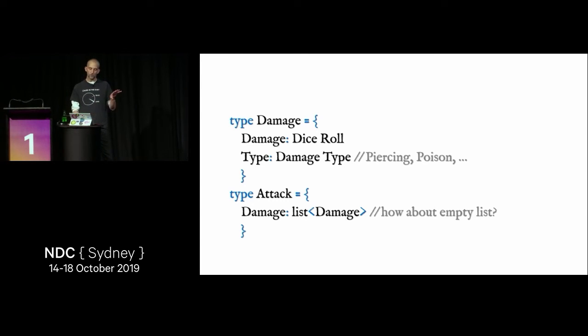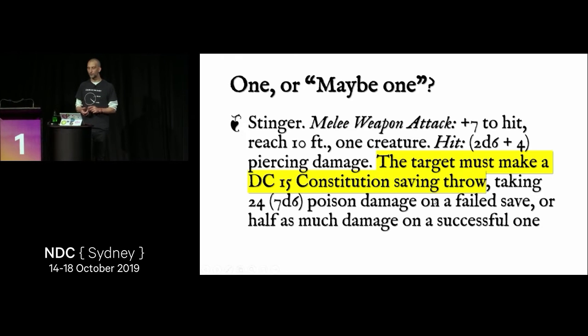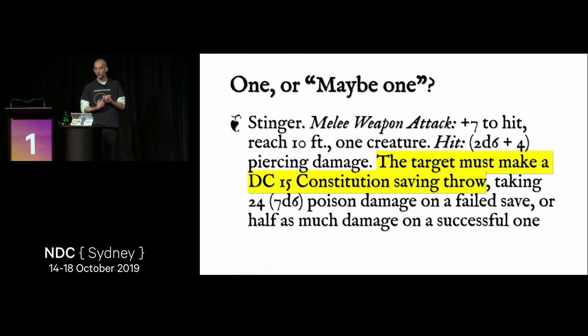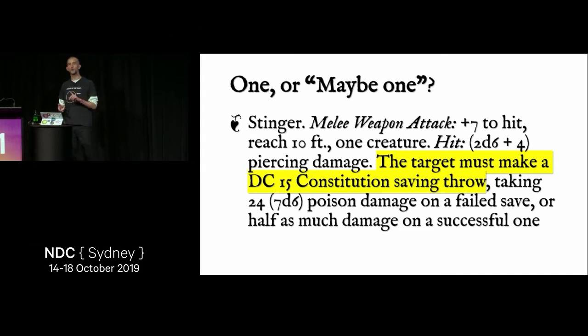So one or more. Second one is one or maybe one. What we had before was just that the attack had a hit, damage, and stuff like that. Here I can see that the attack has a lot of things which are optional. The target now must make a DC 15 constitution saving throw. So it means when you attack, you're also going to have to roll the dice, and if you're not lucky, you're going to get poisoned and all these things.